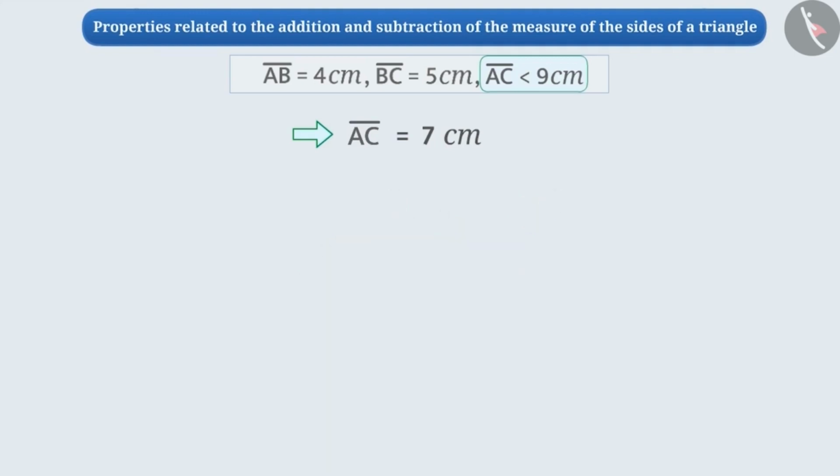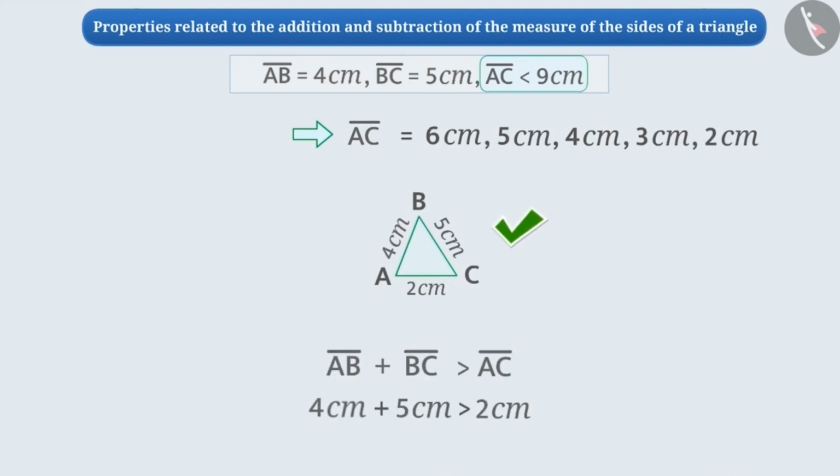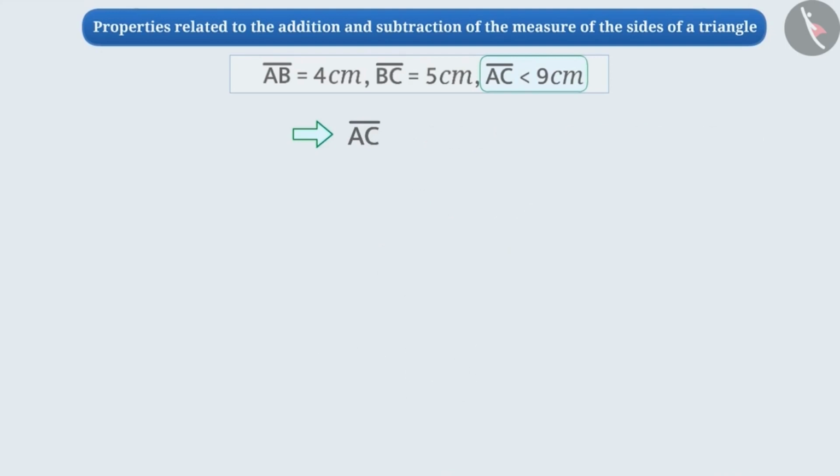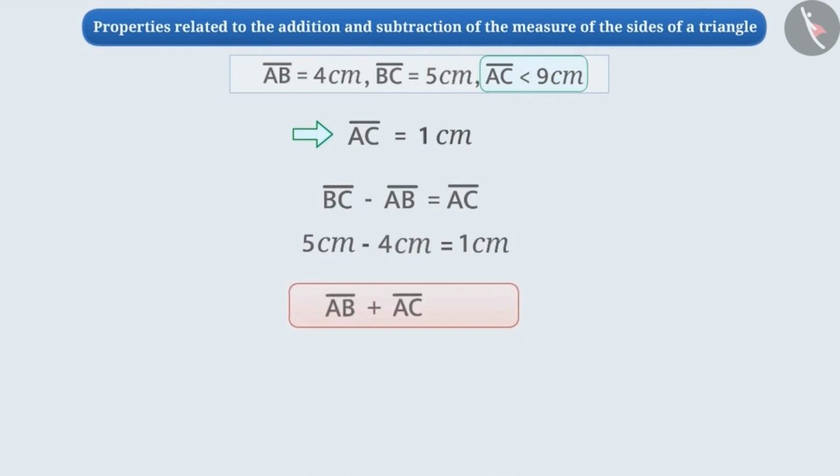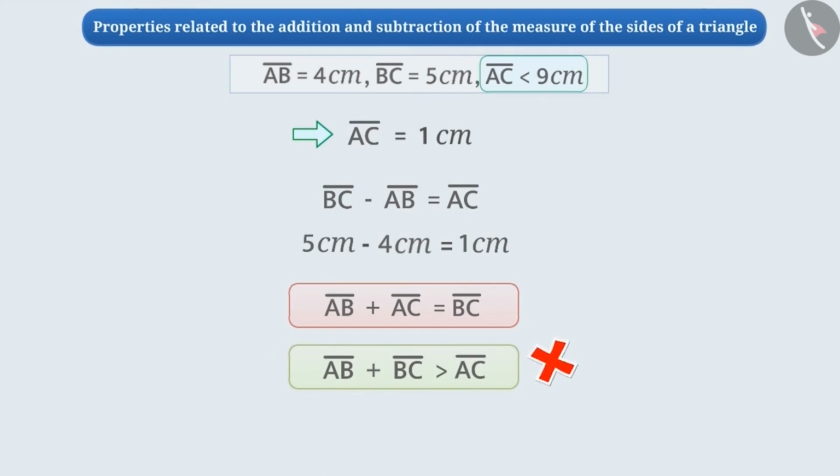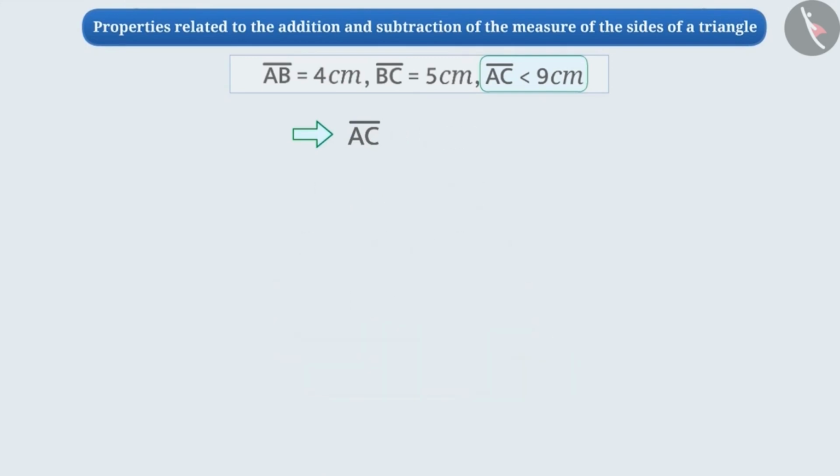Similarly, by taking the length of AC as 6 cm, 5 cm, 4 cm, 3 cm or 2 cm, we can draw a triangle ABC. But if we take the length of AC as 1 cm, then it is the result of the difference of the remaining two sides. In this case, we get the sum of the measure of the two sides AB and AC as equal to the third side BC. That is, in this case, the sum of the two sides of a triangle is not greater than the third side. So we will not be able to construct triangle ABC in this case.